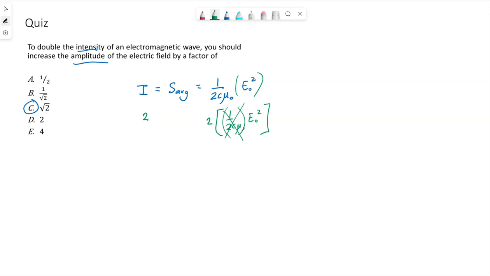If I want to pull the 2 into the E naught like this, and then square the whole quantity, then it needs to be the square root of 2. Because if I take the square root of 2 squared, then I get my 2, and then the E naught squared. So this is how I get it to double, is by increasing the value of just the electric field itself, and increase that by the square root of 2.